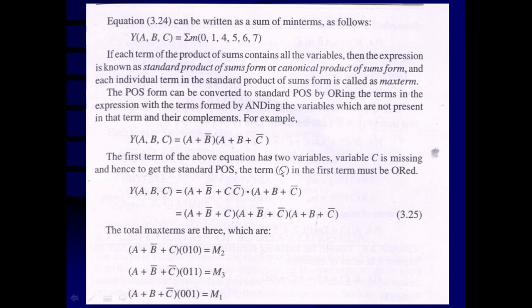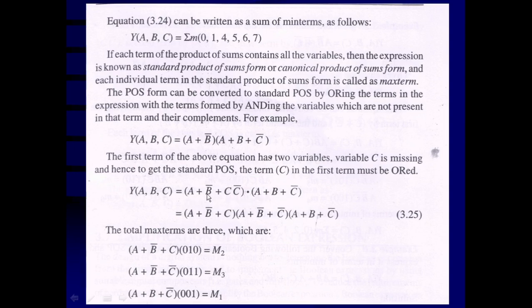Variable c is missing, and hence to get the standard product of sums form, the term c in the first term must be ORed. That is, y is a function of ABC, that is equal to a or b bar, or the missing variable with its complement product is going to be added. So plus c bar dot a plus b plus c bar.